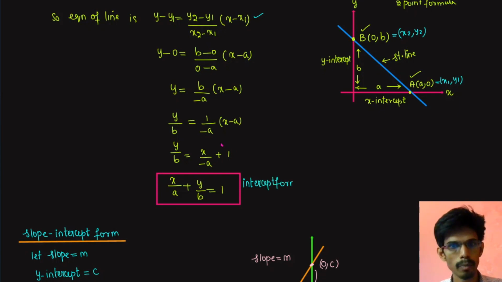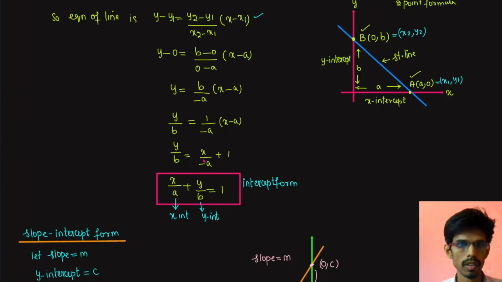Here this a refers to the x-intercept and this b refers to the y-intercept. If we have been given the x-intercept and y-intercept, then that line will meet the coordinate axes at A of a comma 0 and B of 0 comma b.